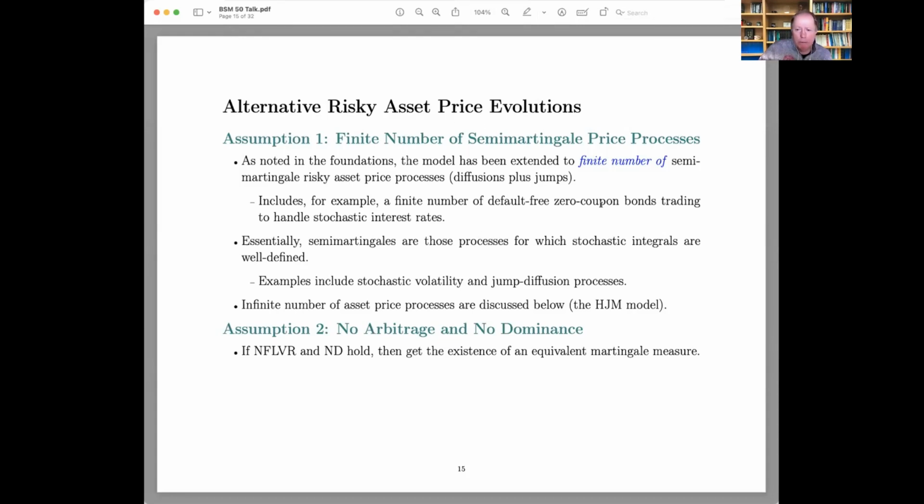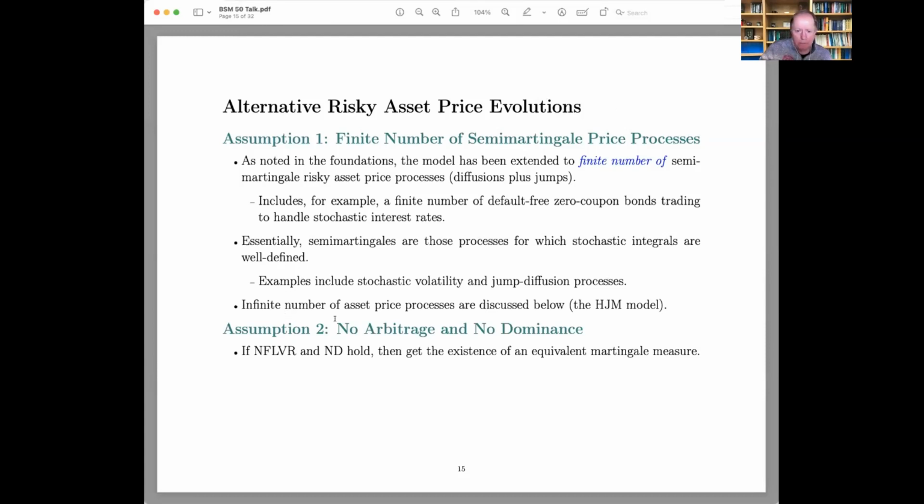And why semi-martingales? Because those are the processes for which stochastic integrals are well defined. As I said before, examples include stochastic volatility and jump diffusion processes. Now, the extension to an infinite number of asset price processes, I'm going to discuss below, and that's really the HJM model.